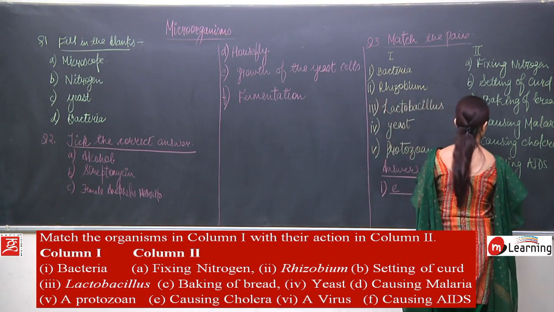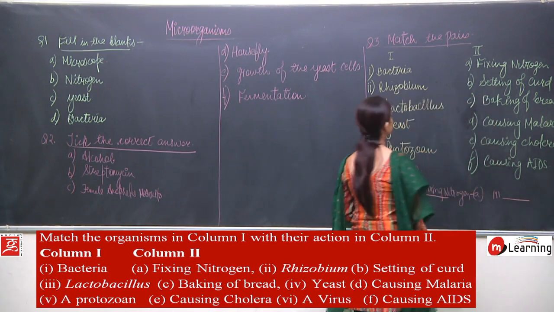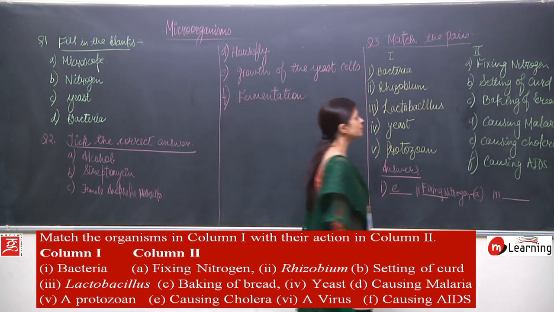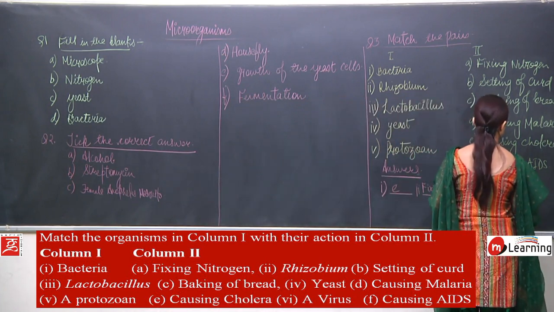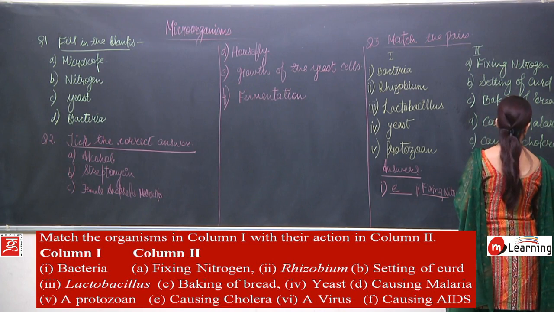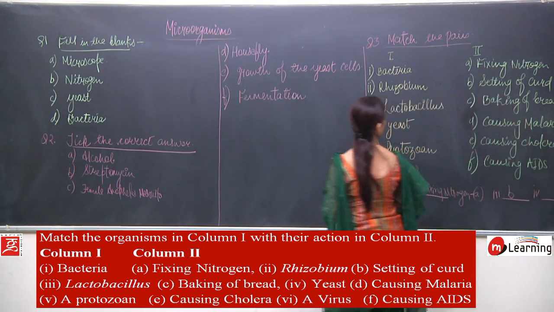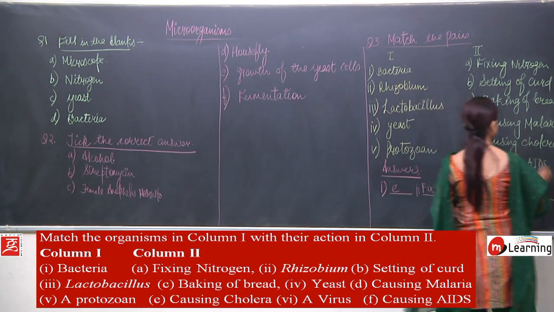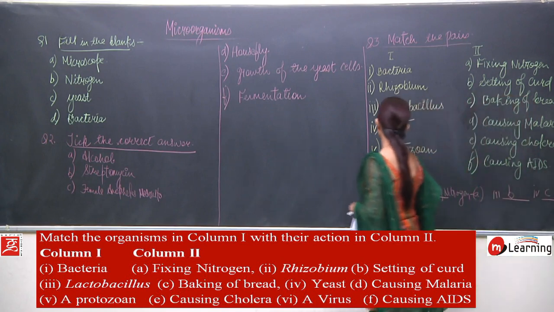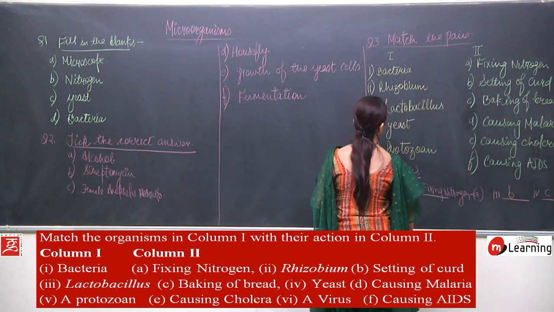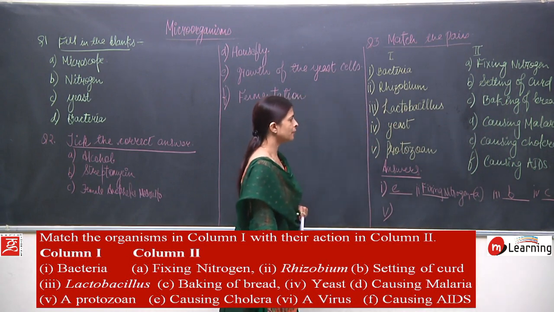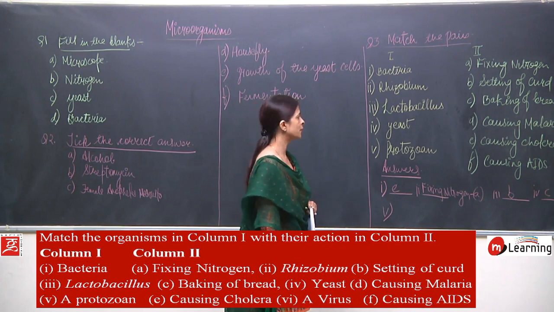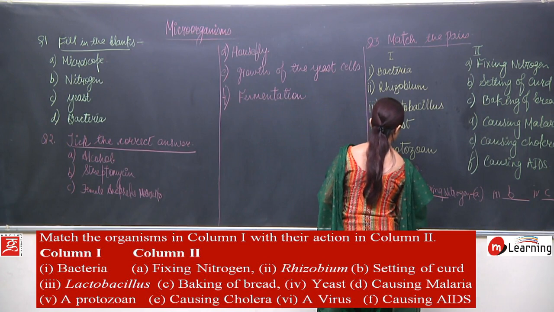Now when we talk about the third one, lactobacillus, definitely for setting off curd. This also we can understand without seeing the options, and third is B. Now the fourth one is yeast, and we all know yeast is the best one for making the bread, that means it is C. Now come to the fifth one, and fifth is protozoan, and protozoans, we all know, are the one which are responsible for the spread of malaria, and so fifth is D.